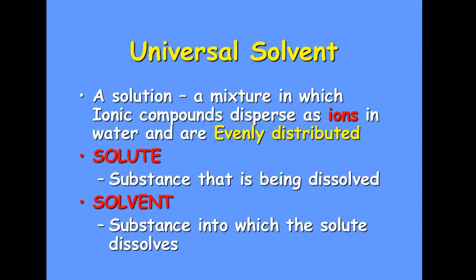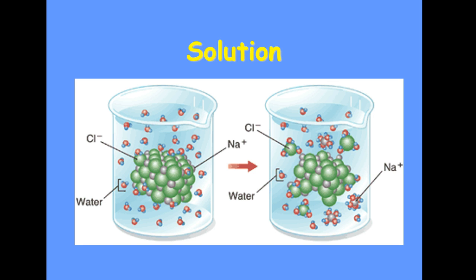A solvent, which is water, is the universal solvent because it dissolves mostly anything. It's the substance into which the solute is dissolving. I need you to write everything under this screen for number 4. And here's an example of a solution. Inside our body, we eat a lot of food with salt and a lot of foods with sugar. But water will dissolve mostly anything inside our body to make sure it gets transported to where it needs to go.